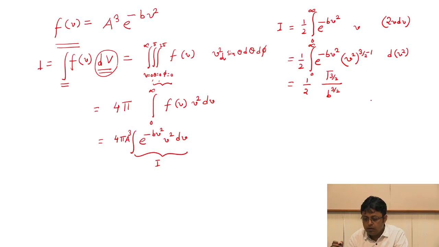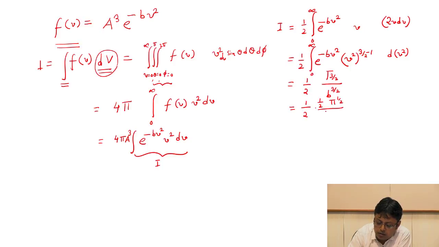So in a similar token, this one will be nothing but half gamma half. We have half here, we have another half, and gamma half is root pi, divided by b to the power 3 by 2. So what we got is this half and this half gives 1/4, pi to the power half, divided by b to the power 3 by 2.